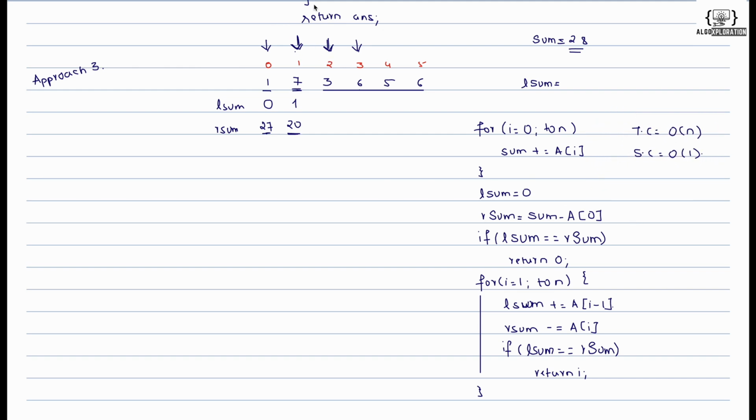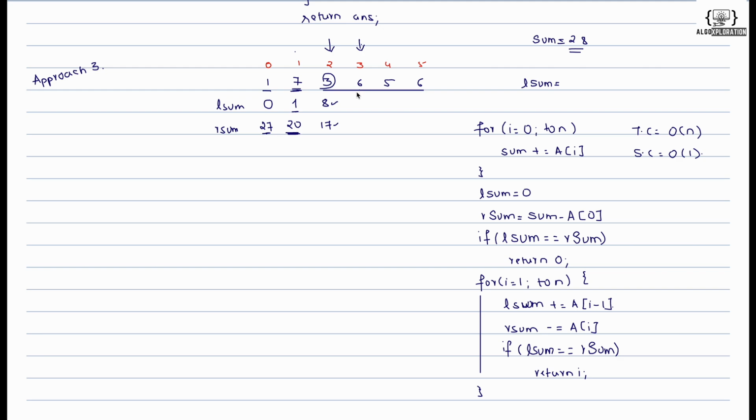Now my value of i is 2. Left sum will be 1 plus 7, that will be 8, and my right sum, I have to subtract 3 from 20, that will be 17, right? Now we are going to check, is 8 equal to 17? No. Then go forward. My value of i is 3.